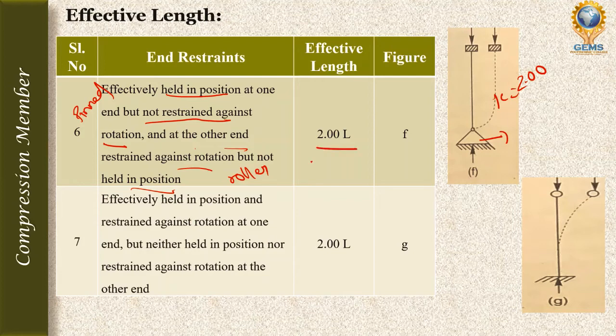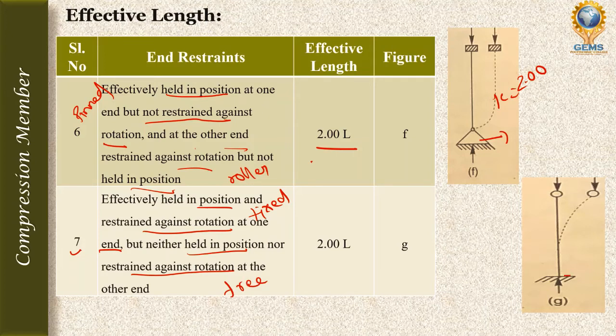So, seventh condition is effectively held in position and restrained against rotation at one end. So it is a fixed end condition, but the other end is neither held in position nor restrained against rotation. This is a free end.